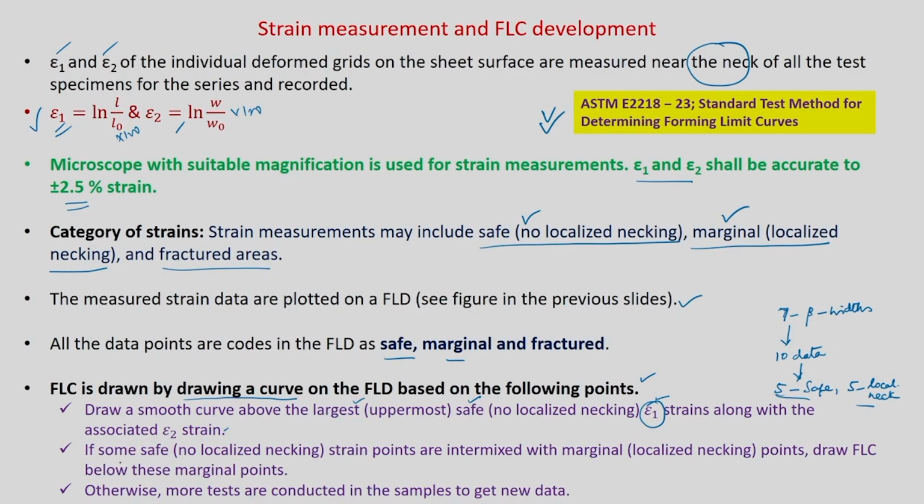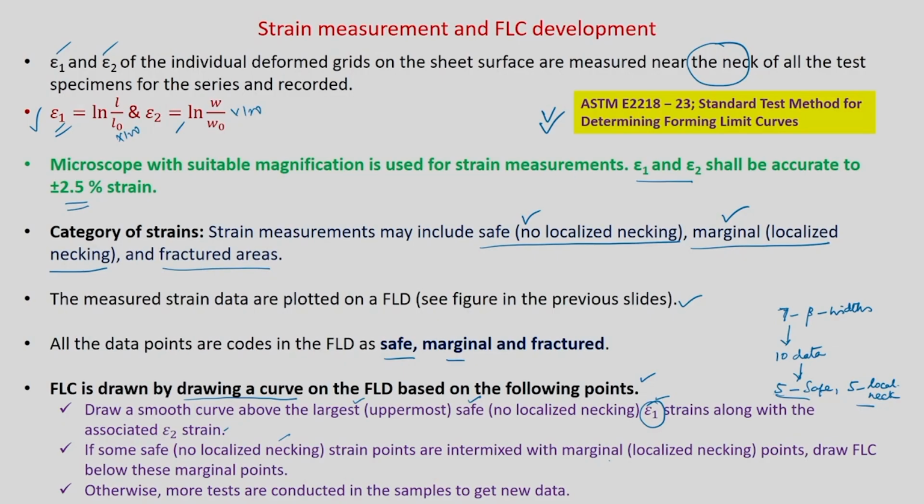It may so happen that some safe, non-localized-necking strain points are intermixed with marginal localized necking points. If that is the case, draw the FLC below these marginal points. Suppose there is a small localized band where the marginal ones, that means necked ones, and safe ones are intermixed and plotted together, nearby in the forming limit diagram. Then you have to be careful and draw the FLC below the marginal points. That means none of the marginal points should come below the forming limit curve.